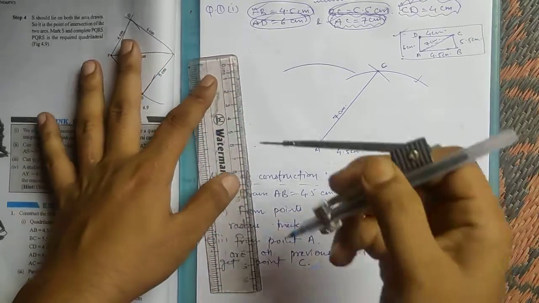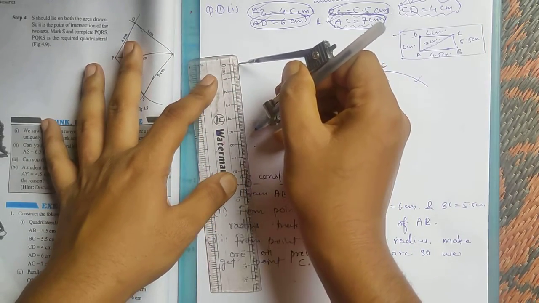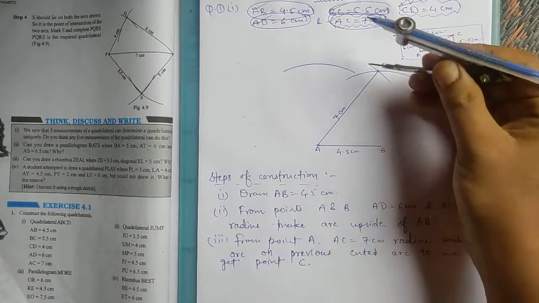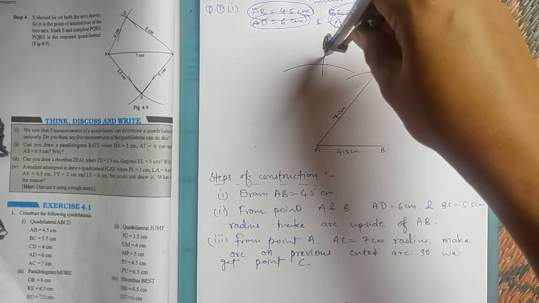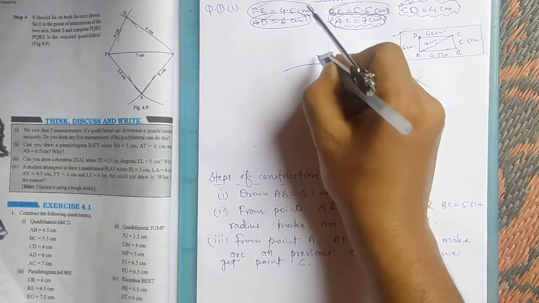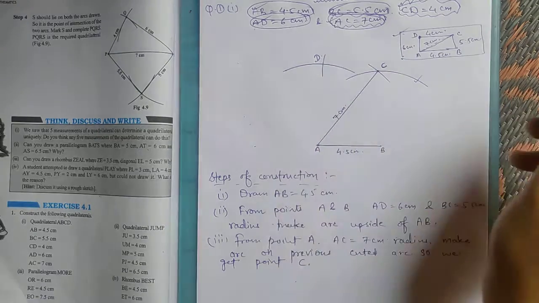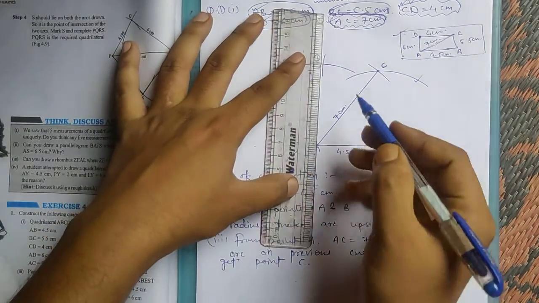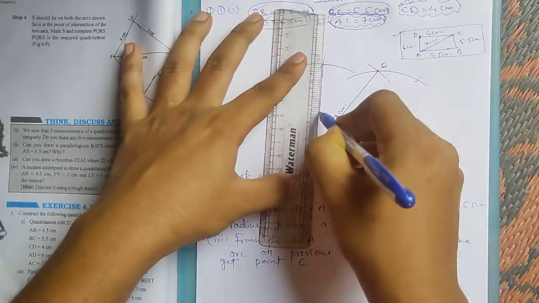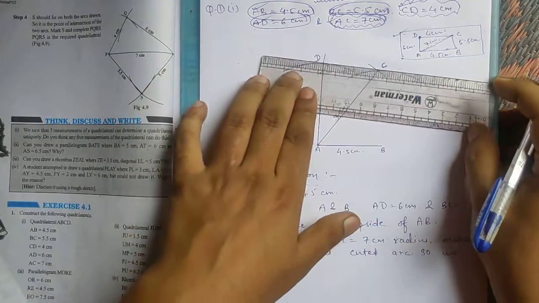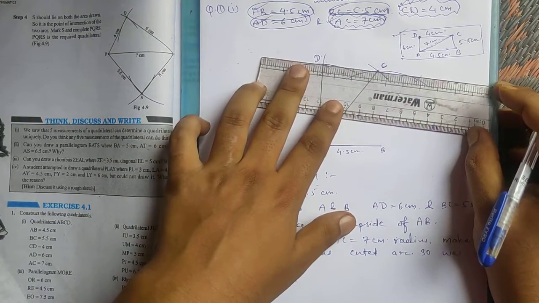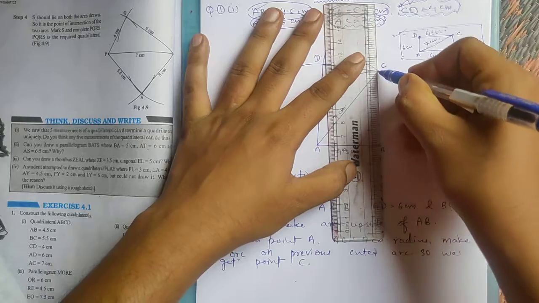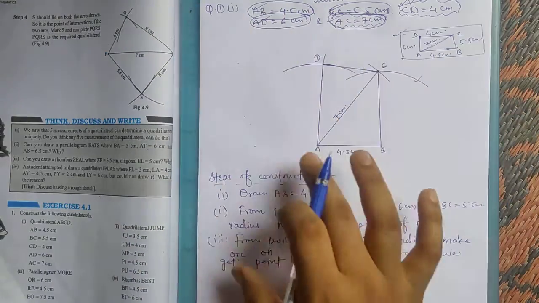So I am taking this measurement of 4 centimeter in the compass. There is the 4 centimeter. From point C, I am drawing an arc on the previous arc to get point D. Okay, this point is D. Now we have to join these points: A to D, D to C, and in the last C to B. Okay, so this is our required quadrilateral.